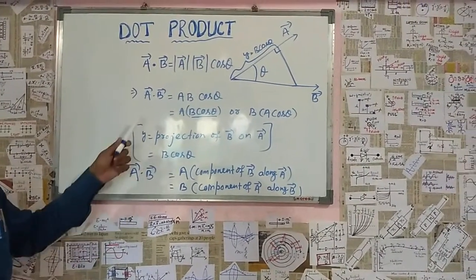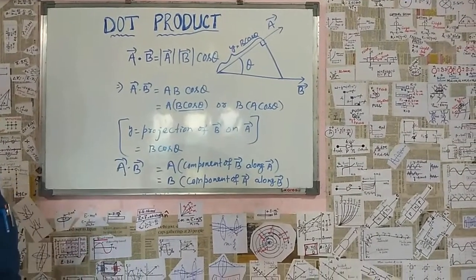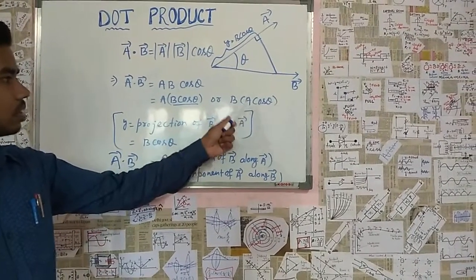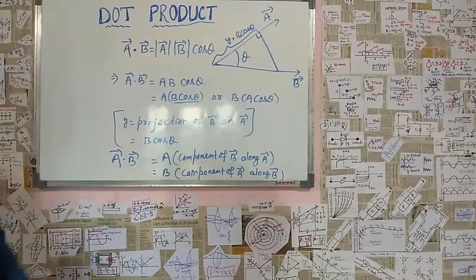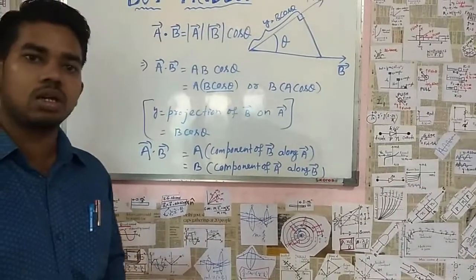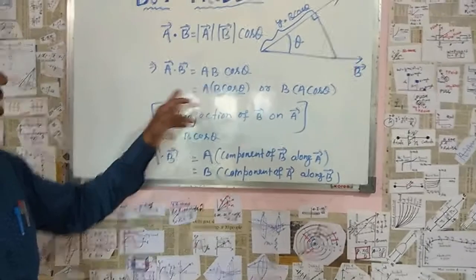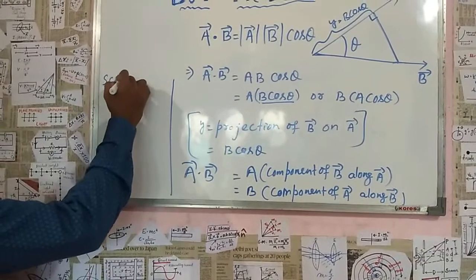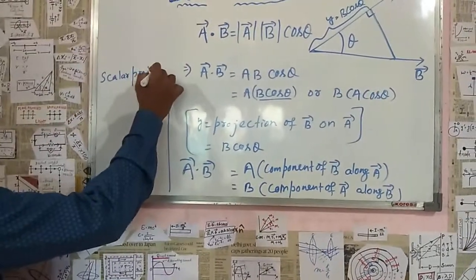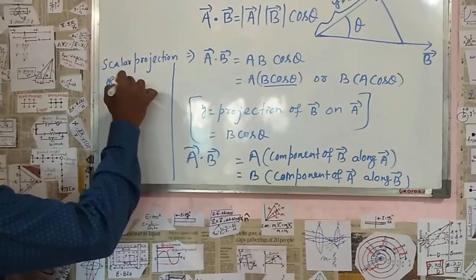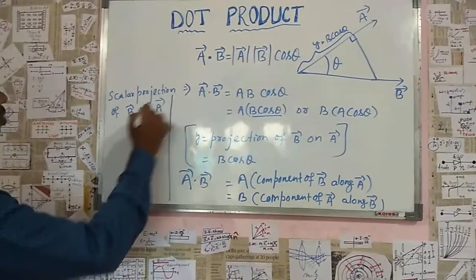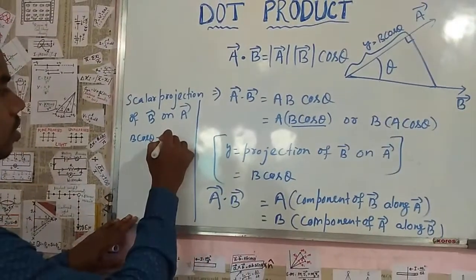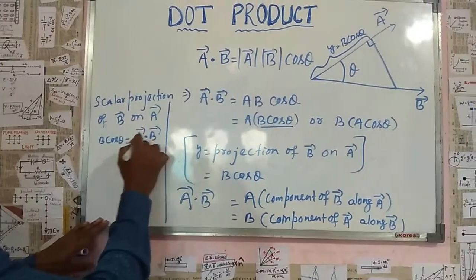Otherwise, b cos theta is the scalar projection of b on a vector, and a cos theta is the scalar projection of a vector on b vector. So from this formula we can also find the scalar projection of one vector on another. A question may be asked: find the scalar projection of b vector on a vector. How do we find it? That is b cos theta, which from this formula equals a vector dot b vector divided by a.